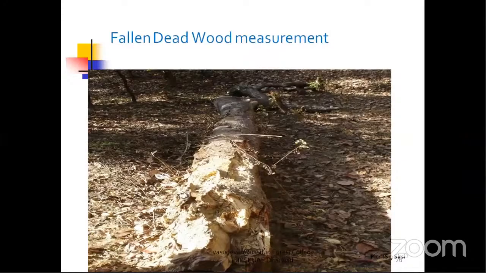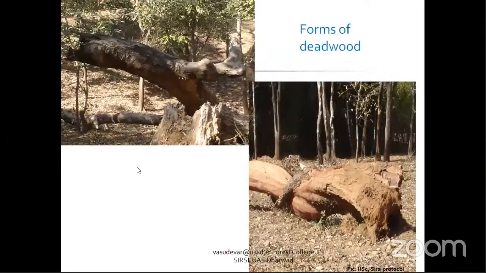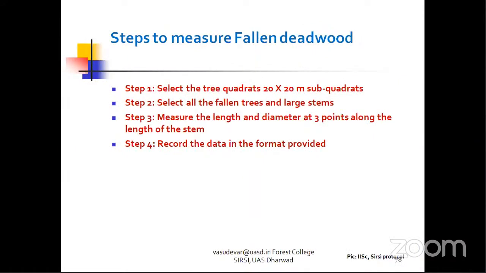What is the kind of dead that we have? You have dead and standing, dead and fallen, dead and decaying. Select every plot there, and then look at the fallen trees, measure the girth at least at 3 different points along the girth, and then make a format.